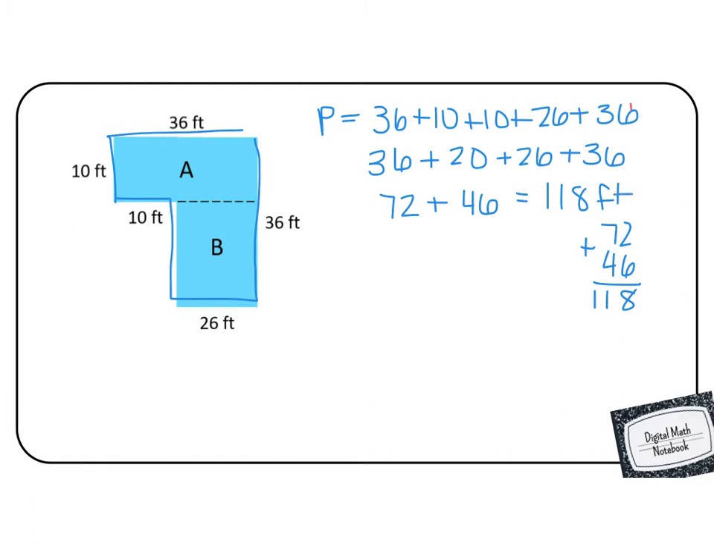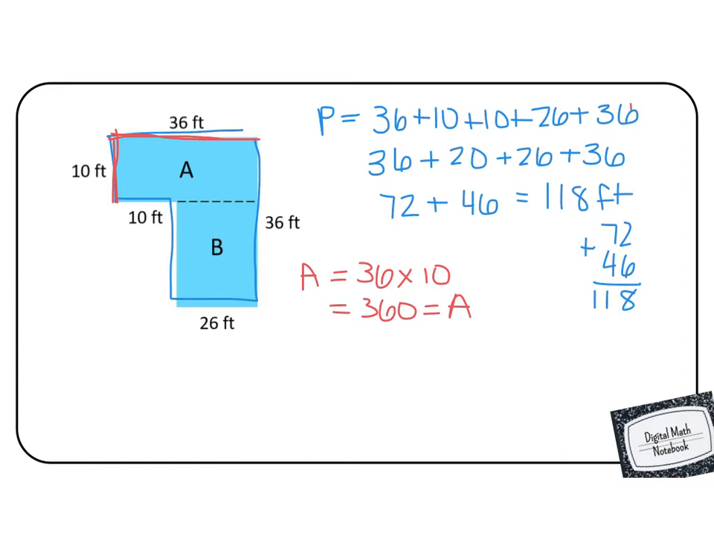All right, now on to the area. For area, let's find the area of rectangle A first. Rectangle A has a length of 36 and a width of 10. So that would be 36 times 10. Whenever we multiply by 10, that's really easy. All we have to do is add a 0 on the end. So that would be 360 for rectangle A.